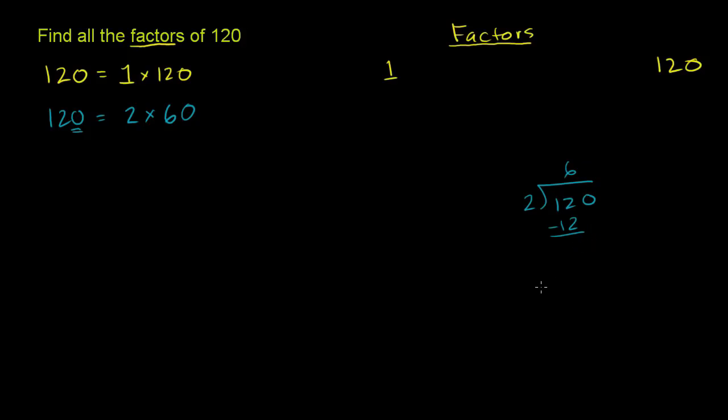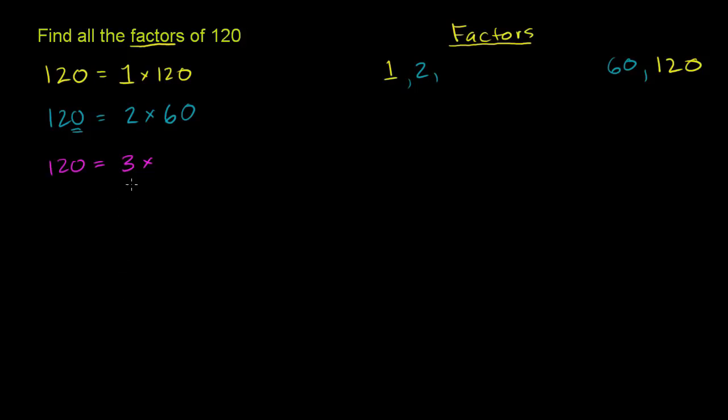So we have two more factors right here. We've established the next lowest one is 2, and the next highest factor, if we're starting from the large end, is going to be 60. Now let's think about whether 3 works. Is 120 equal to 3 times something?